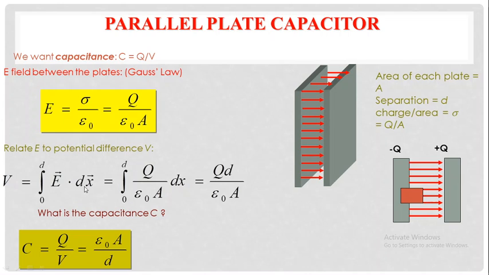We take dl along the x axis. So the integral from 0 to D of Q upon epsilon naught A into dx. After solving this, we obtain V equal to Qd upon epsilon naught A. If I rearrange the terms, epsilon naught A by D is nothing but C. So we got V equal to Q upon C, or you can say the capacitance C is equal to Q upon V, or epsilon naught A by D. This is the capacitance of a parallel plate capacitor.